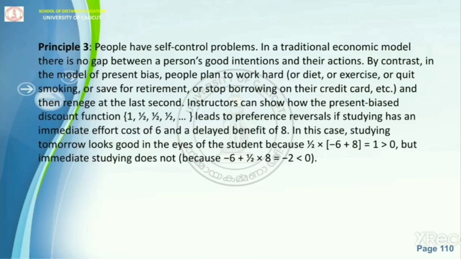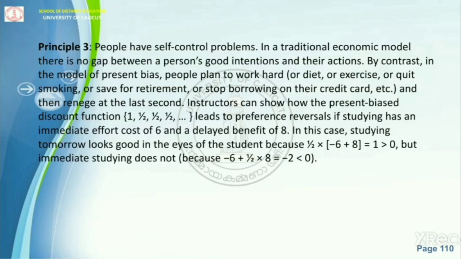Principle number 3: People have self-control problems. In a traditional economic model, there is no gap between a person's good intentions and their actions. By contrast, in the model of present bias, people plan to work hard or diet or exercise or quit smoking or save for retirement or stop borrowing on their credit card, etc., and then renege at the last second.